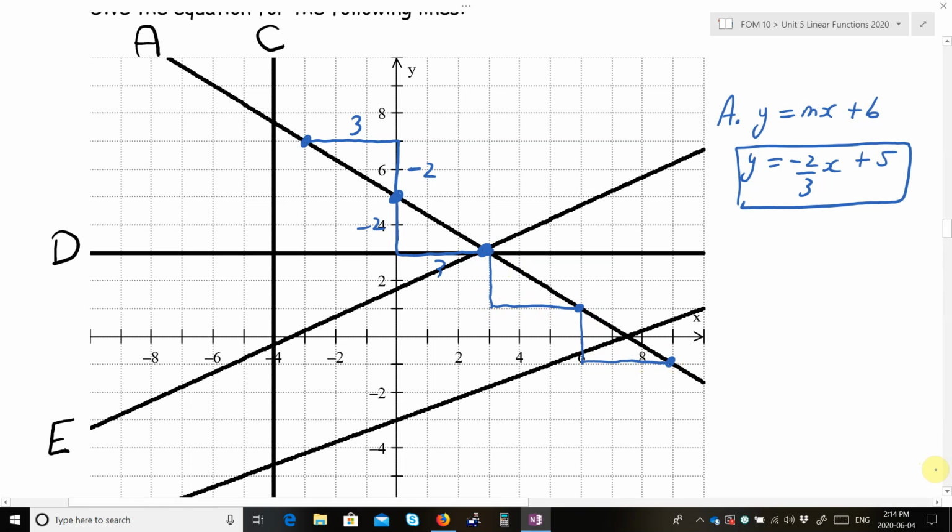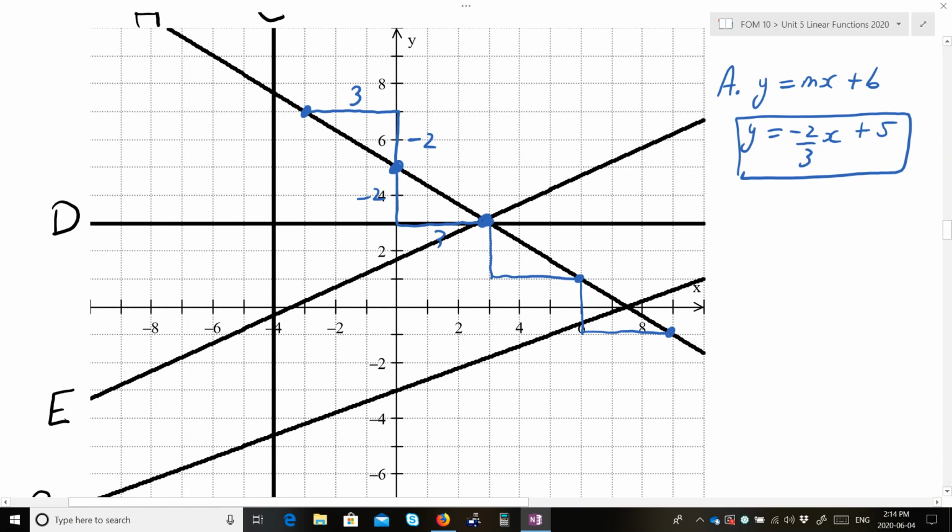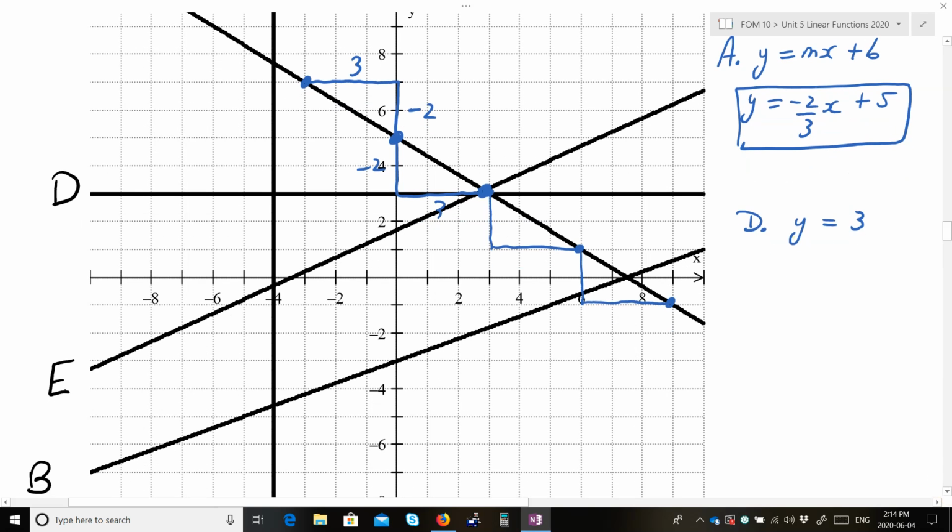Okay, and we would just do that with the rest of them. Although look at letter D. D is a horizontal line. It is going to be y equals something, and it's 1, 2, 3 on the y-axis. You can see that that's at a height of 3 all the time. Okay, so that's what you would do for this example.